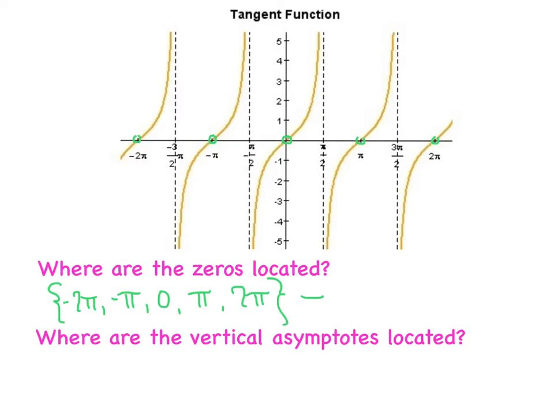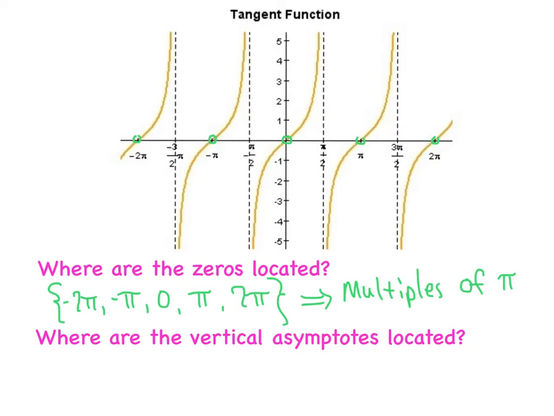Or what we could do is generalize that and say it's all multiples of pi. And by that I mean any whole number multiples. So 3 pi would be the next one, 4 pi, 5 pi, 6 pi. If we continued and expanded the domain, we'd see all multiples of pi being zeros.